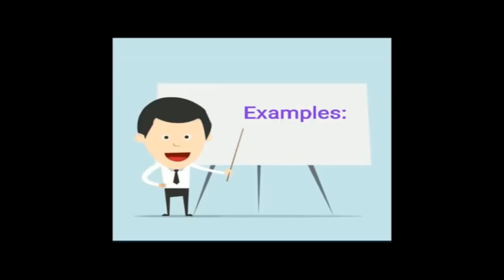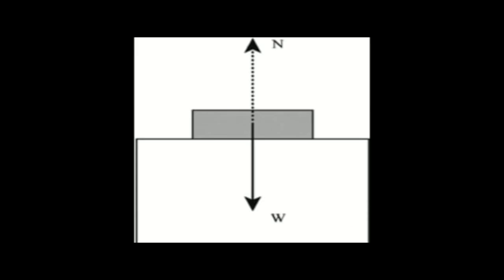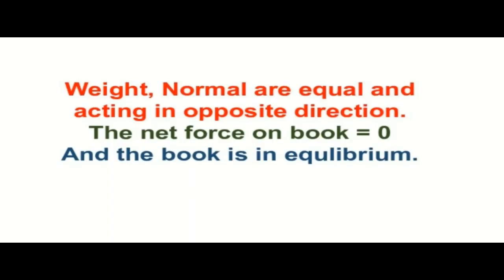For example, if a book is resting on a surface, the surface exerts an upward force on the book in order to support the weight of the book. Since weight and normal force are equal and act in opposite directions, the net force acting on the book is 0 and the book is in equilibrium.